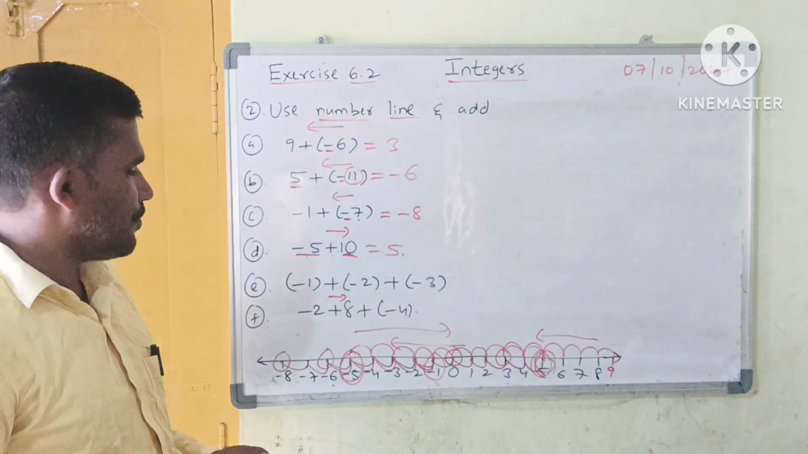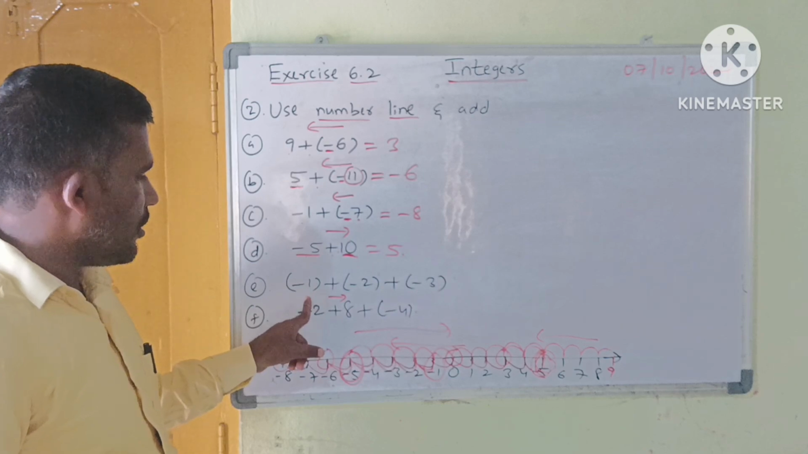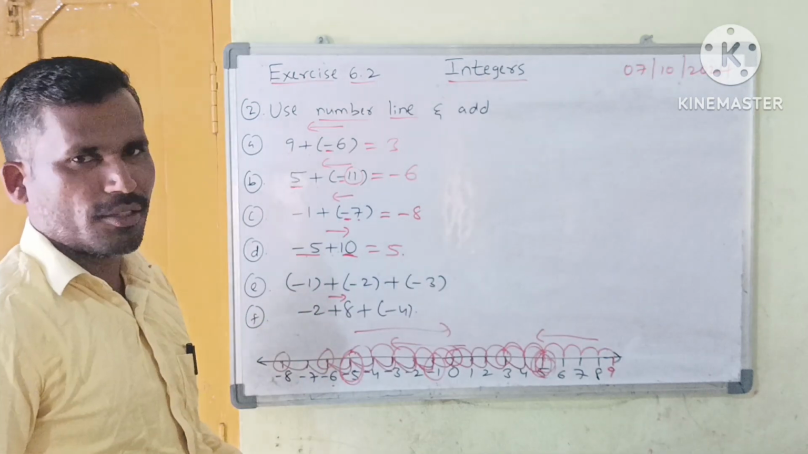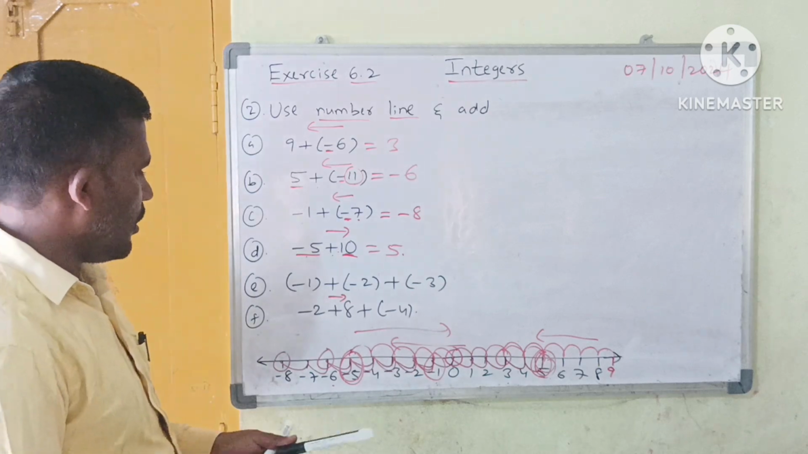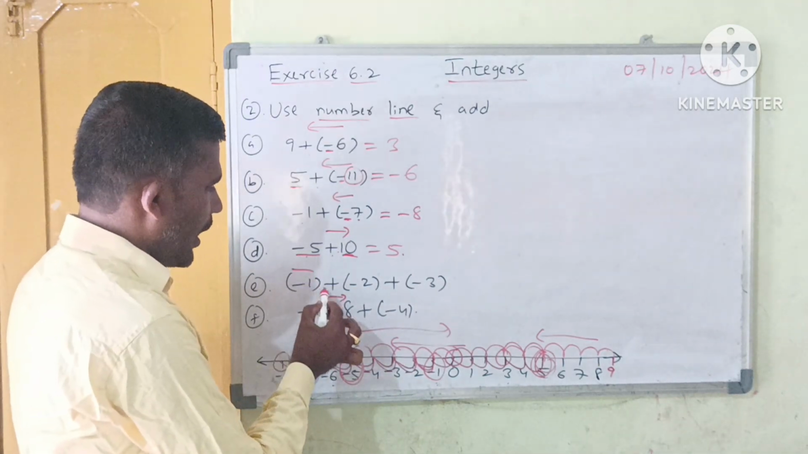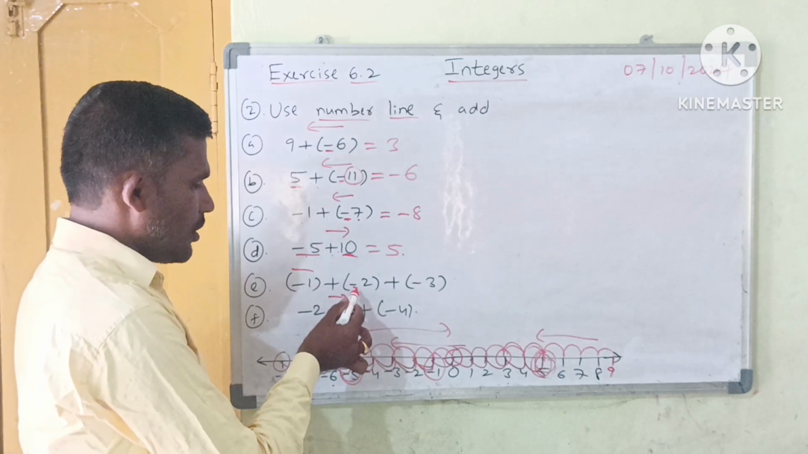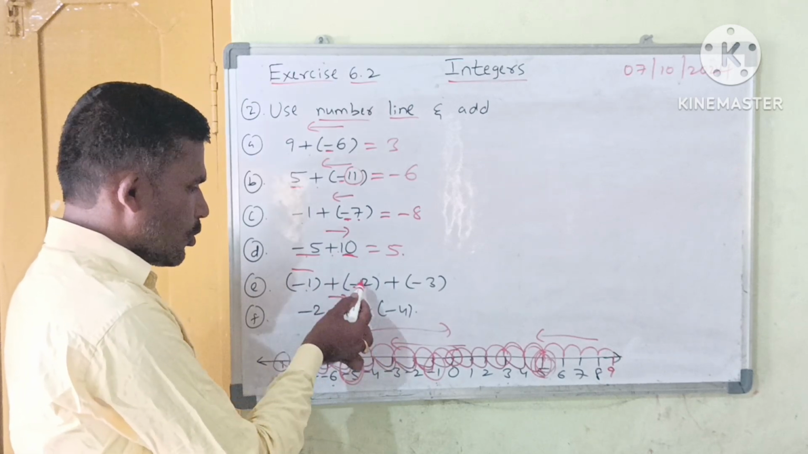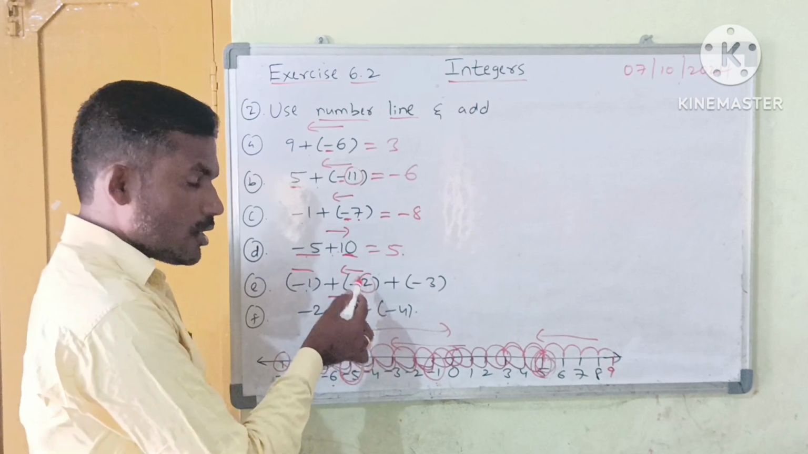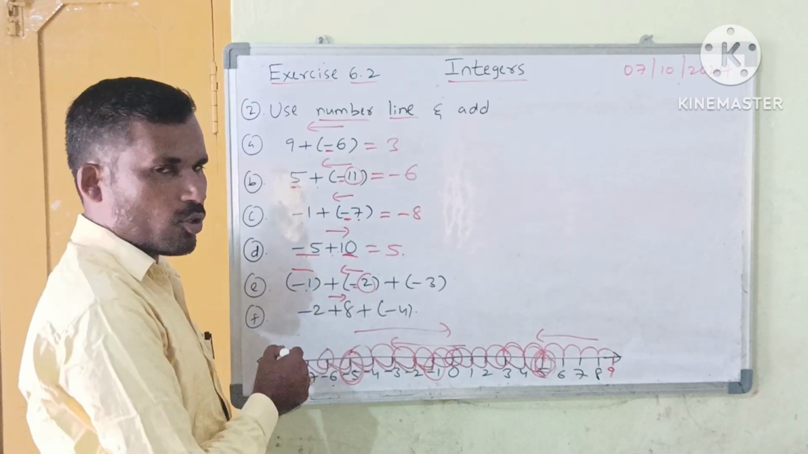Next, E problem. Minus 1 plus minus 2 plus minus 3. So then here, for the minus 1 you have to add minus 2. From the minus 1 you have to move to left side only. How many steps you have to move? 2 steps you have to move.